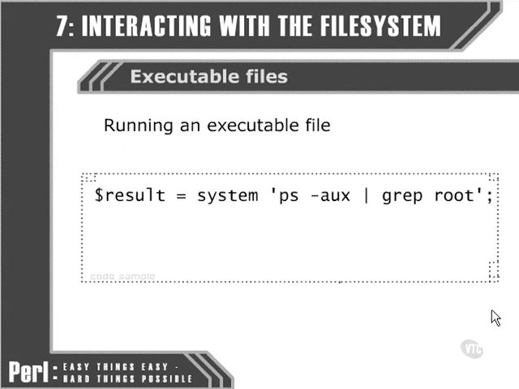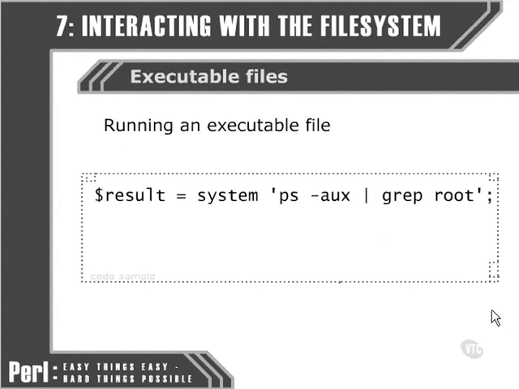Here is an example of Perl asking the operating system to run a certain program. In this case it's the ps program, and it's quite a complicated little call. It's actually piping the results through the grep program. We won't be looking at what those do exactly, but effectively all we're doing here is getting a list of processes where the word root is contained. So effectively we're looking for all processes that are being run as root.